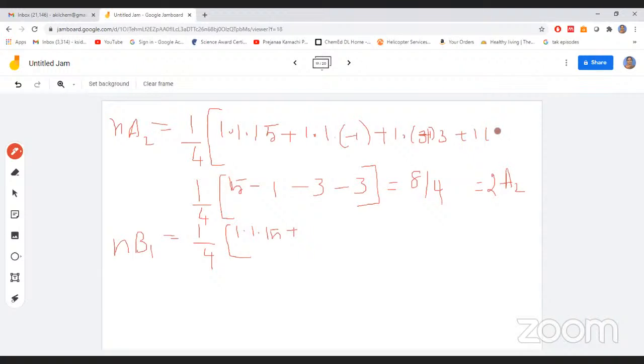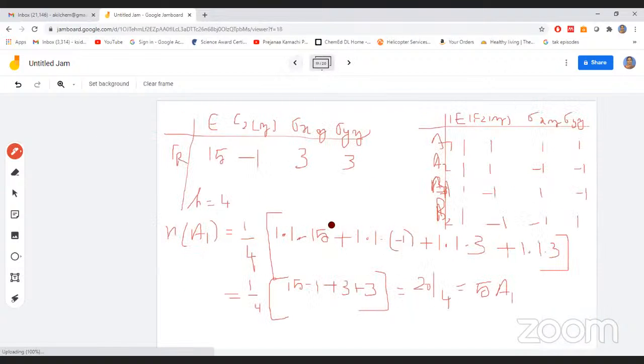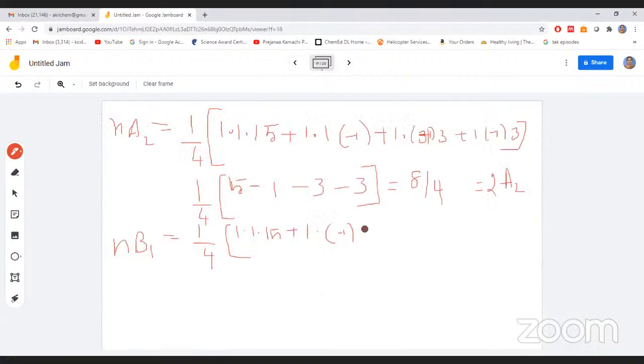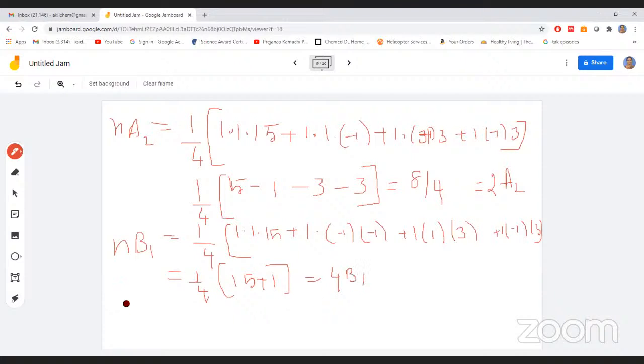See here, for B1 you have C2 as 0, so I'll be writing 1 into minus 1 into minus 1 plus 1 into 1 into 3 plus 1. So that's 1 by 4 into 15 plus 1. This one both will get cancelled. So 4 B1. Okay, 4 B1.